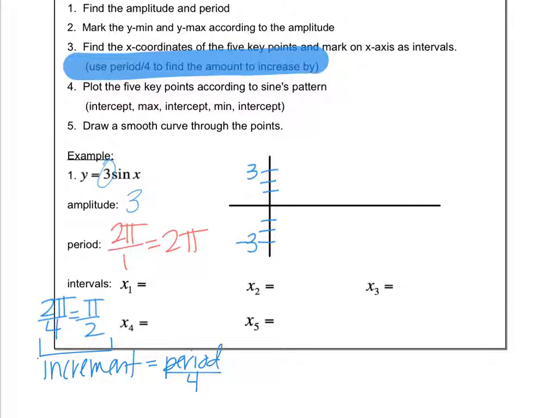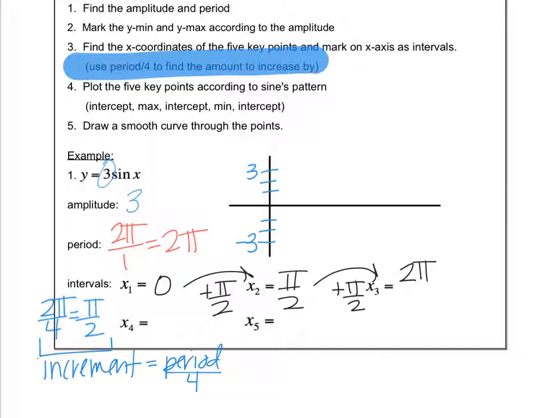So all of these today are going to start at 0. So your first key point is going to be at 0. And then from there, you're supposed to take that and add on what we just said the increment's going to be. We're adding on pi over 2. What's 0 plus pi over 2? Then we're going to, again, increase by pi over 2. What's pi over 2 plus pi over 2? 2 pi. No. 2 pi over 2.